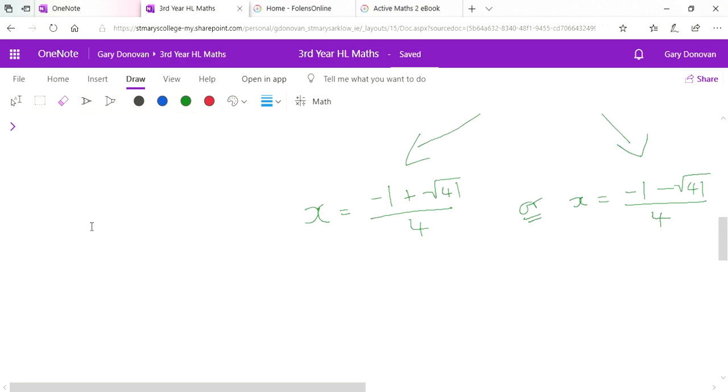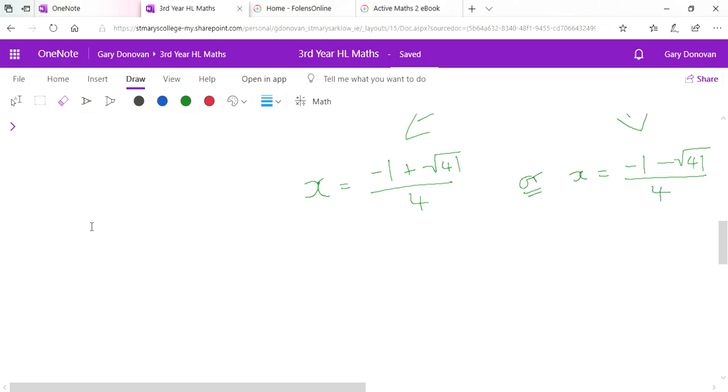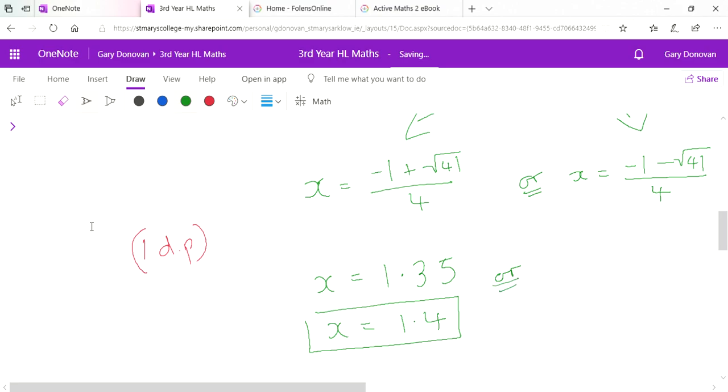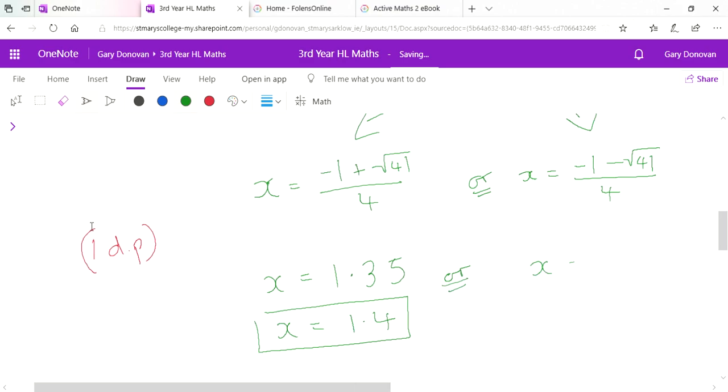And in the question, what it'll generally do is say give your answer correct to 1 decimal place or 2 decimal places. So when we type this first bit into our calculator, we'll get x equals 1.35. So to 1 decimal place, that's x equals 1.4. That's one answer. And for the second one, we'll get x equals minus 1.85. But to 1 decimal place, that'll be x equals minus 1.9. So that's our second answer.